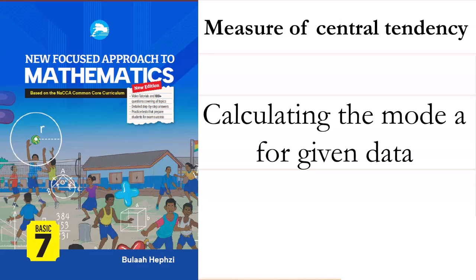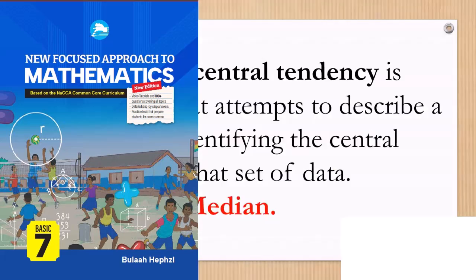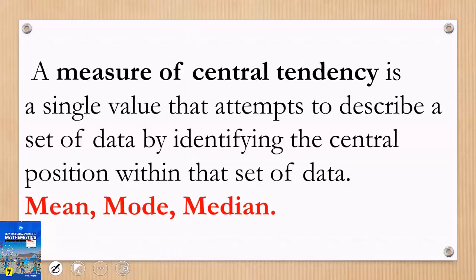And in this video, we want to learn how to measure central tendency of a data. Now, talk of central tendency, we are looking at the central part of a data. And we are going to concentrate so much on calculating the mode of a given data. Now, what is central tendency? A measure of central tendency is a single value that attempts to describe a set of data by identifying the central position within that set of data.